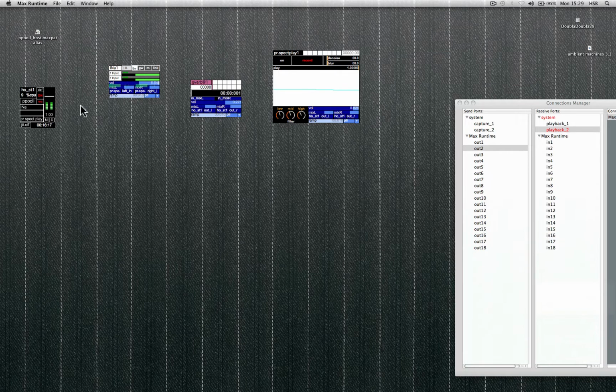Having a look at the pr.spect.play. Basic ops here: info, no info. Well, usually that means what you see is what you get. This is the default, I think, something like this, off and record here.